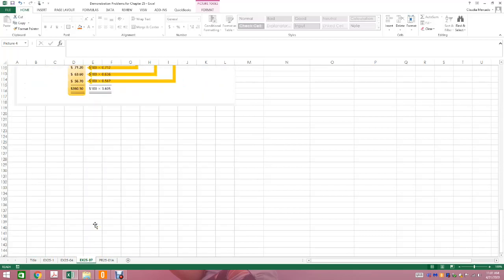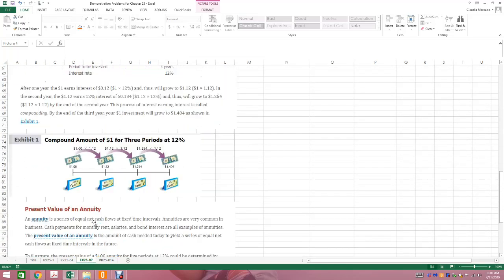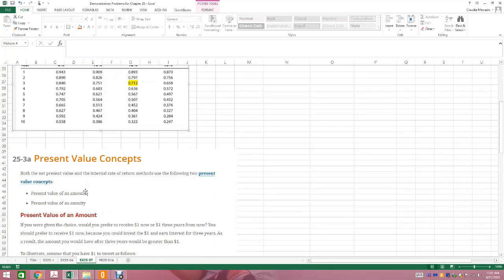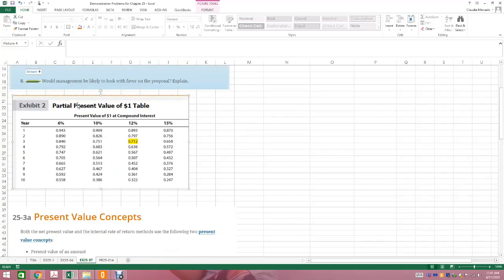There are different calculations involved. In this particular class, we are going to go over the present value of an amount, both in exercise 25-7 and in the problem that you're going to see on your test. So we are going to be using exhibit 2, which is the partial present value of a dollar table.